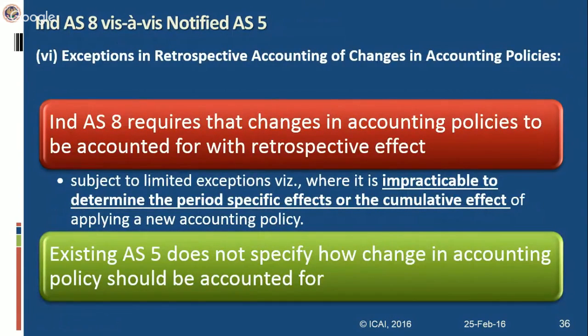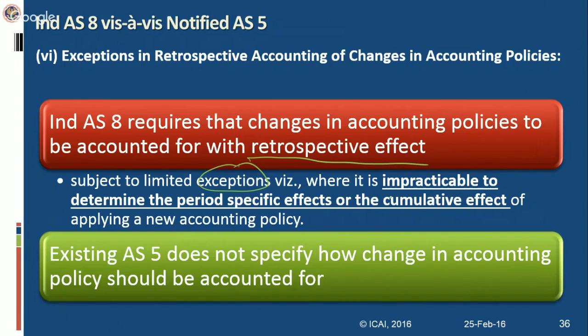Exceptions, retrospective application of changes in accounting policies. Our AS 5, which is existing, does not specify how change in accounting policy should be accounted for. We just say that you have to account for it, but the detailed guidance is missing. However, Ind AS 8 requires that changes in accounting policies be accounted for with retrospective effect. In our standard, it is clearly mentioned you cannot do anything with retrospective effect, only from prospective effect. But Ind AS says that you can do it with retrospective effect subject to certain exceptions.